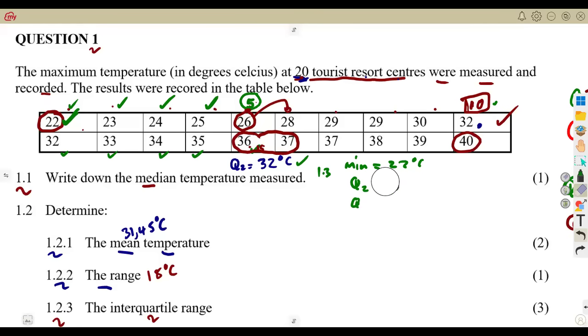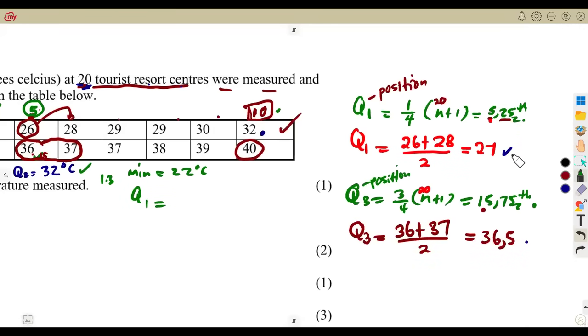Okay, we left Q1. We're supposed to start with Q1 before this, guys. Remember, in this order. Let us have it in that order. Q1, which is our lower quartile. Remember, Q1, we got this 27. So this is degrees Celsius. Then Q2, which is our median. Remember, our median, we calculated this. It was 32 degrees Celsius.